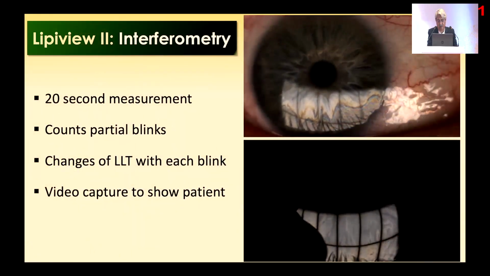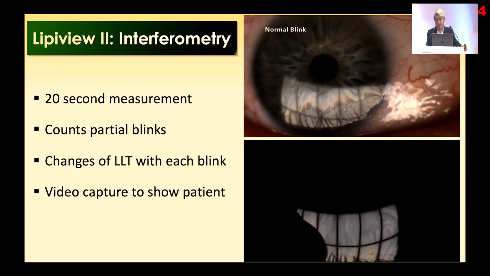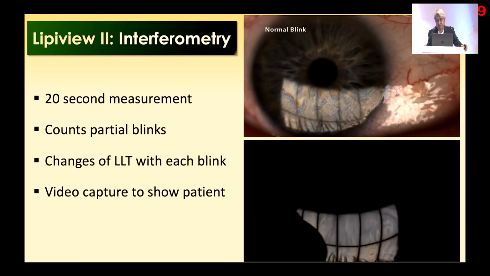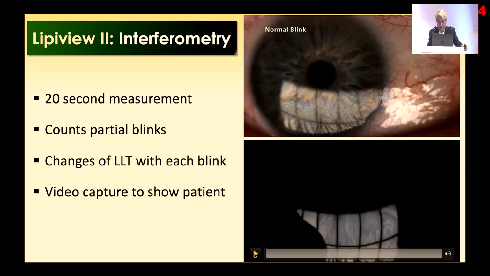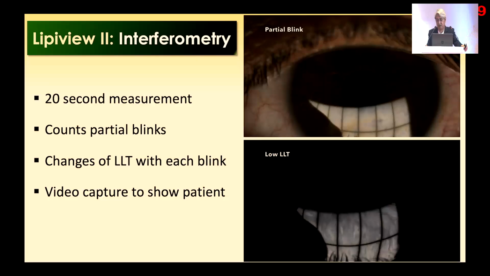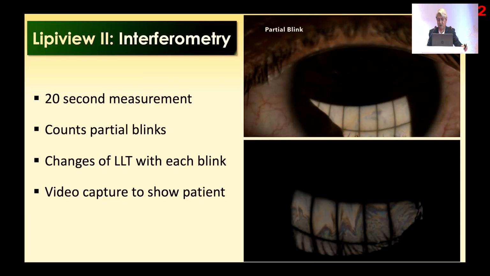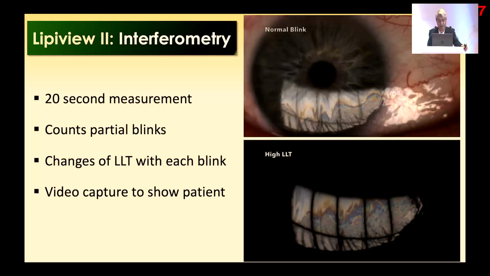So if you see this machine shows this kind of picture. With a normal blink, you see this beautiful color interference pattern, and it moves in a different speed. But in low LLT, the speed is actually very slow, and the color is different. So you can capture these images and show them to the patient.